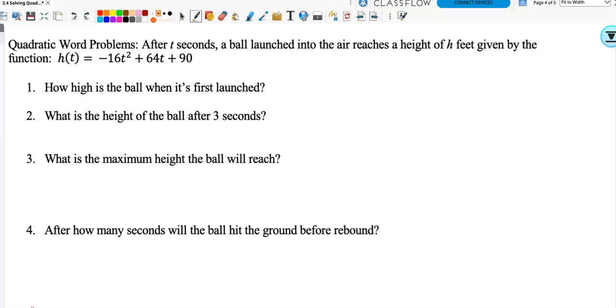All right, welcome to our last video on quadratic word problems or real world problems. So this is nothing new, we're just putting all of our stuff into a contextual problem. So if you throw a ball, it will make a quadratic, fun fact.